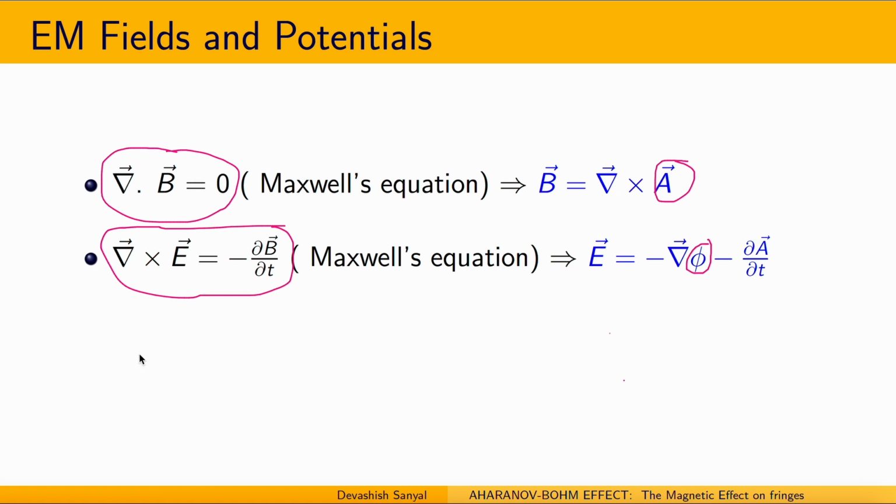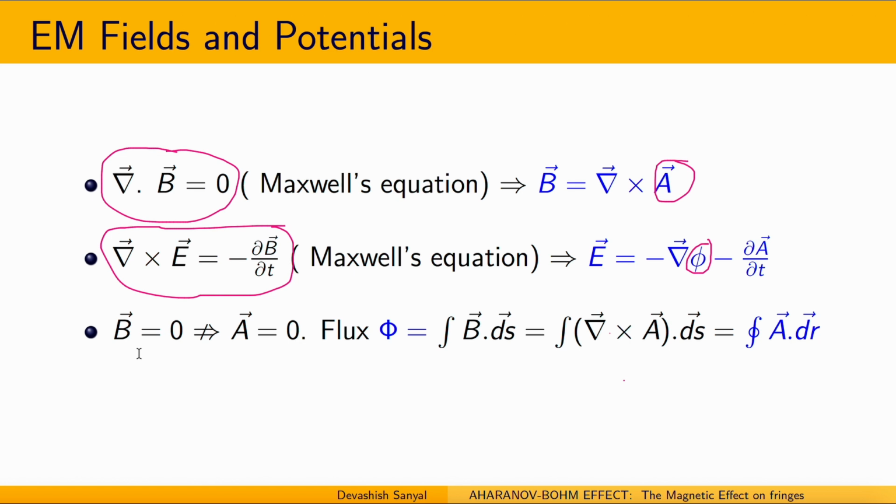Okay, so what is important here is that when the magnetic field is 0, the magnetic vector potential is not 0. So B equal to 0 does not imply A is equal to 0, and this is the fundamental thing, because this is what will lead to the Aharonov-Bohm effect.